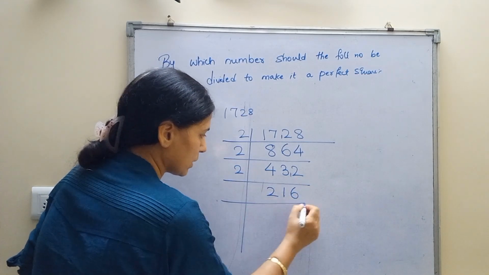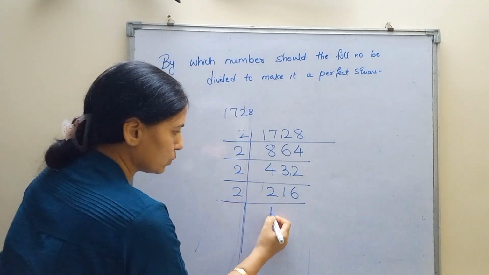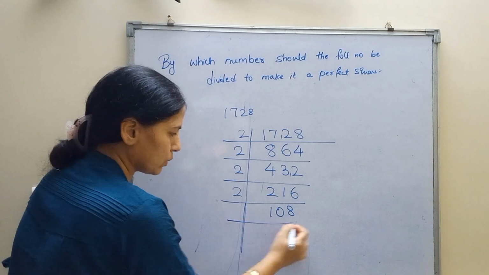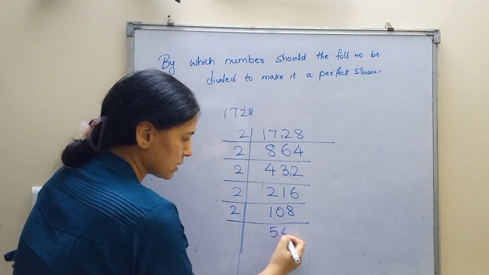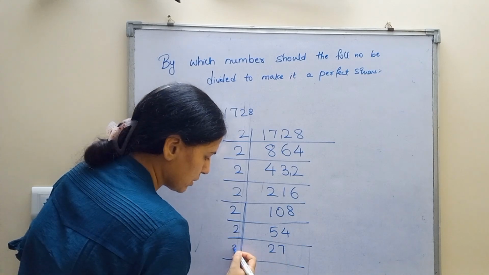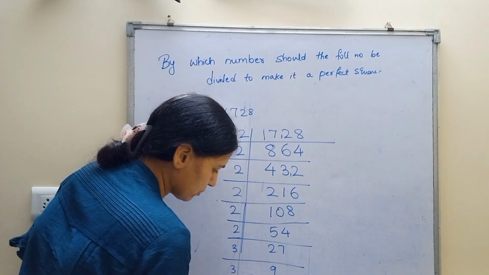Now students, again by 2, 2 1s are 2, 2 8s are 16. Since two numbers are taken together, we have to write 0 in between. 2 5s are, 2 4s are, 2 27, 3 9, 3 3 and 3 1.